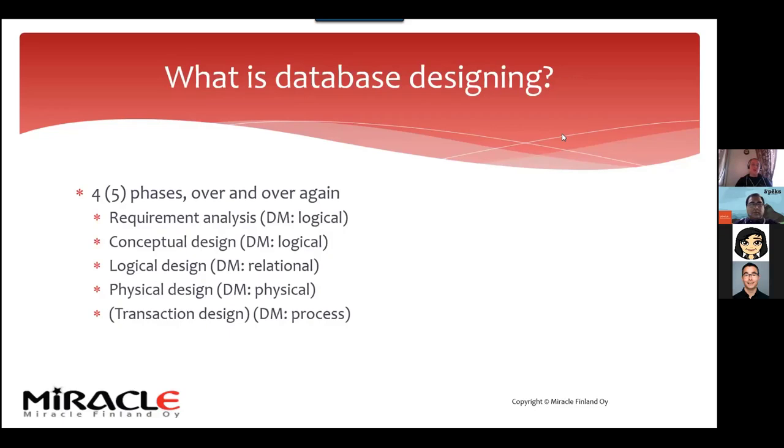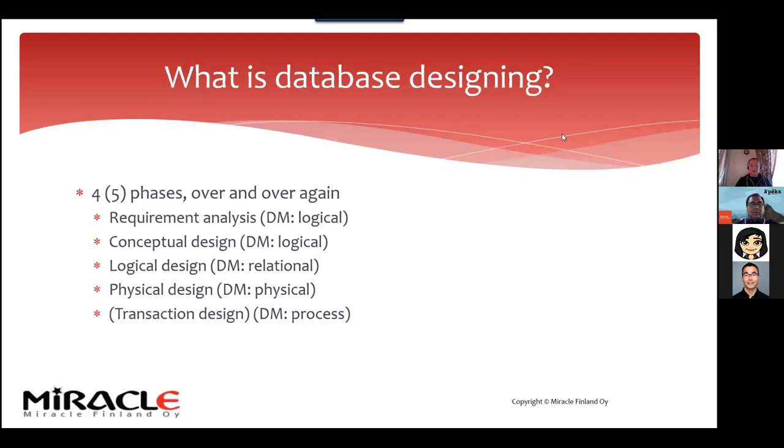So what is this database designing? Well, it's actually 4 or 5 phases. We do this over and over again. We start with requirement analysis, we go to conceptual design, we do logical design and physical design. And also transaction design is a very important part of database designing, but we don't talk about it today.